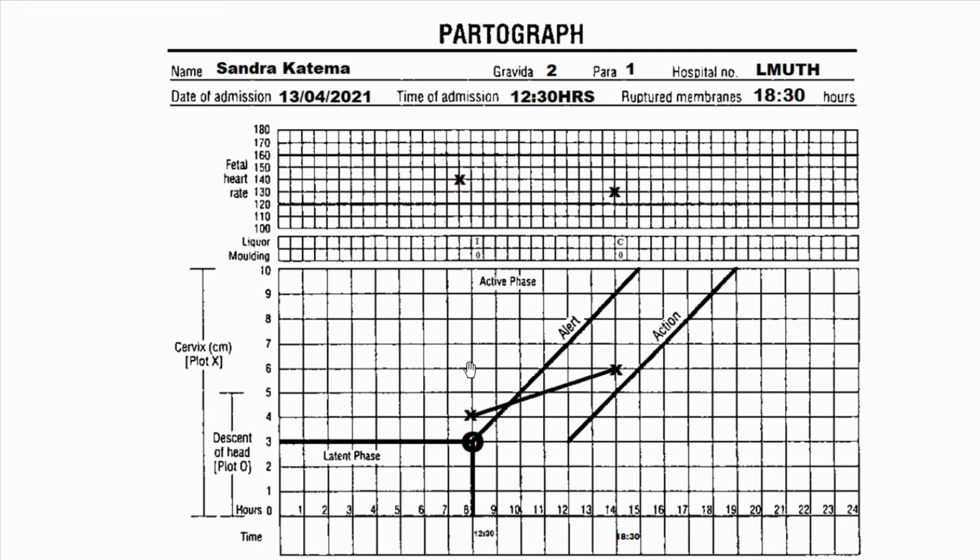Your fetal heart rate at this time, I think this was a typo here. It should have been placed here. So your fetal heart rate at this time should have been 140, which is placed here. The membranes were intact, so you put an I over there, and there was no molding present.